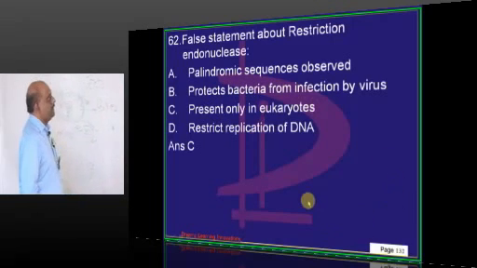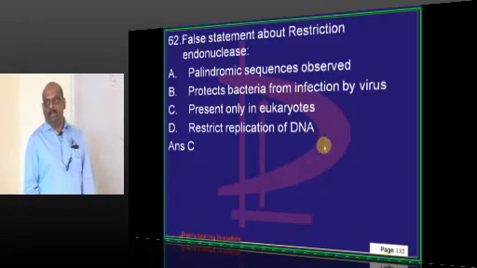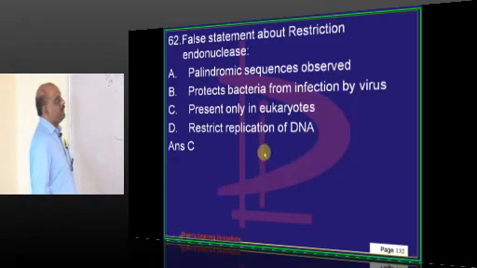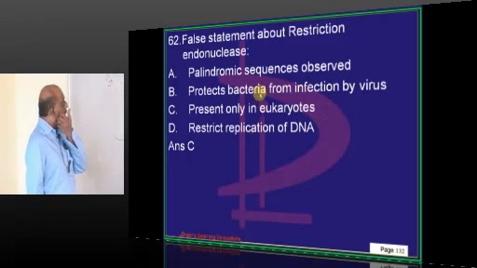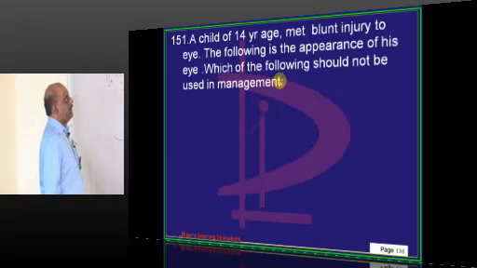Restriction enzymes are not only present in eukaryotes, but even in prokaryotes, and they restrict replication of DNA and protect the bacteria from infection by virus. They are all the true statements.